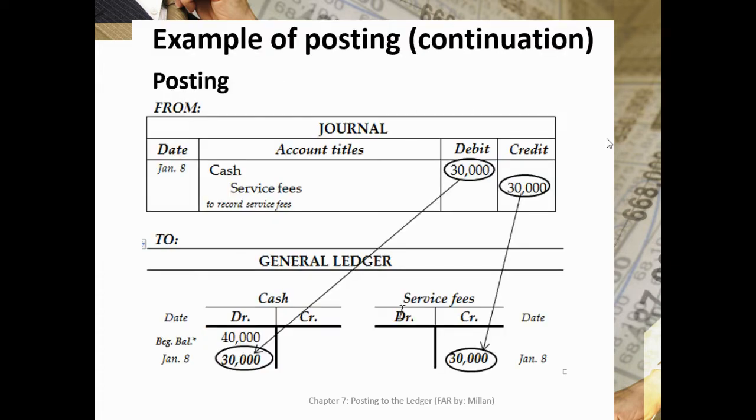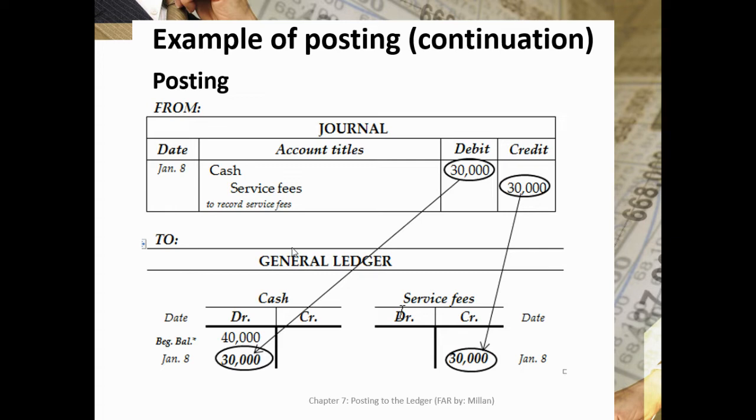Paano mo ngayon itong ipopost sa general ledger? So ito yung from journal mo, ito naman yung general ledger mo. As mentioned before, kada account na ginamit mo ay may kanya-kanyang general ledger. For example, itong si cash. Meron na siyang beginning balance na cash in the previous years siguro. Ngayon, yung debit na cash mo noong January 8 ay ililipat mo lang sa general ledger under cash. While yung service fees mo, ililipat mo lang din sa general ledger amounting to 30,000.